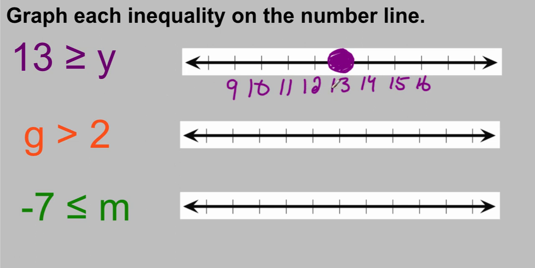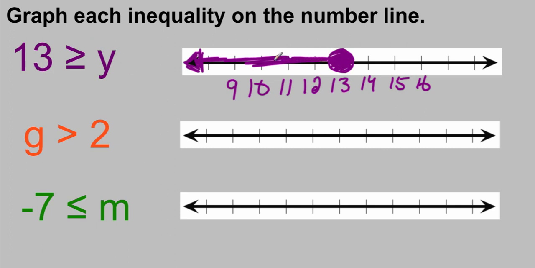So if y is less than or equal to 13, we are shading the infinite amount of solutions less than 13, so to the left. You confused me a little bit there. For those of you who read it from left to right, 13 is greater than or equal to y. So if 13 is greater than y, y must be less than 13.